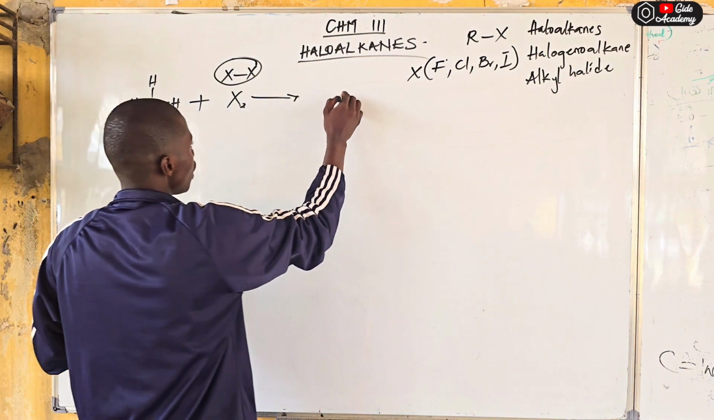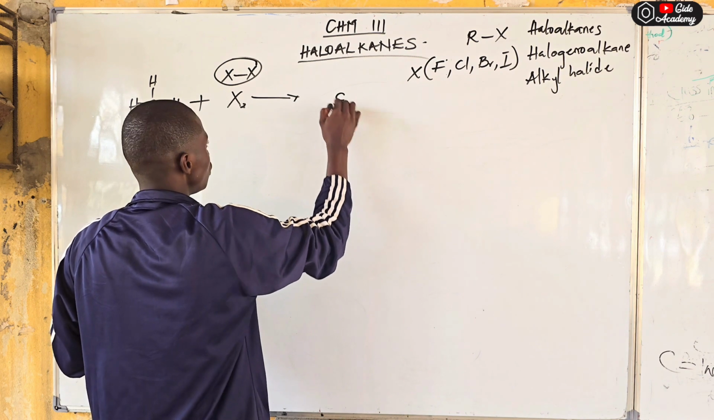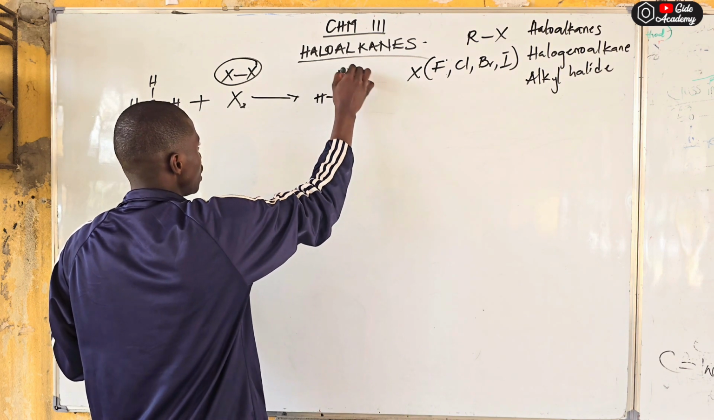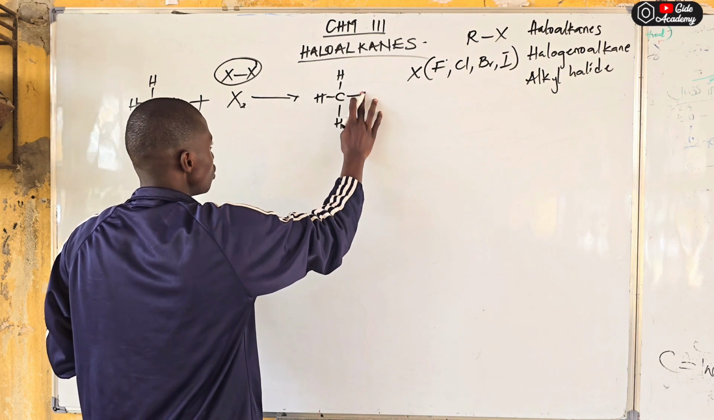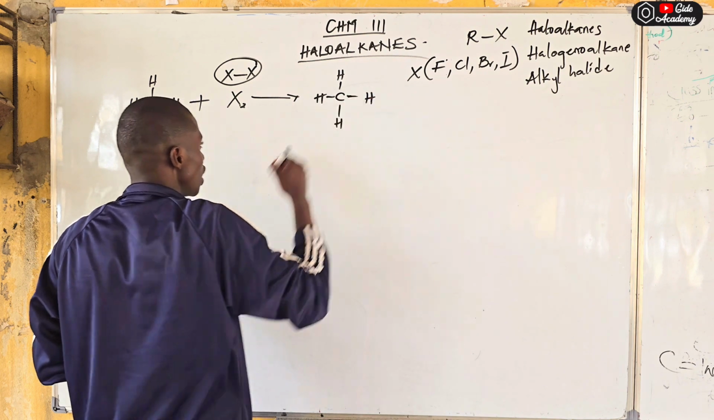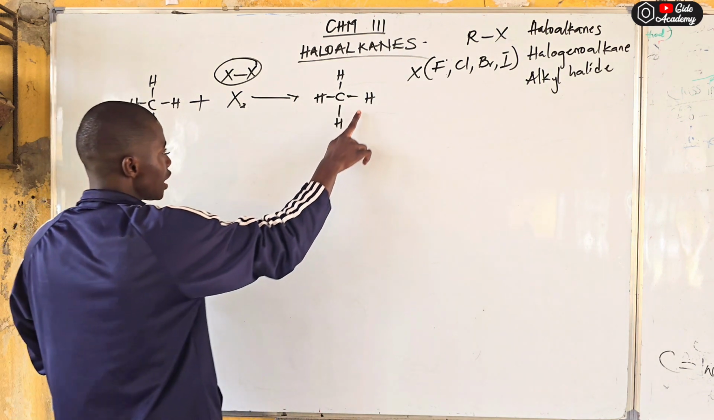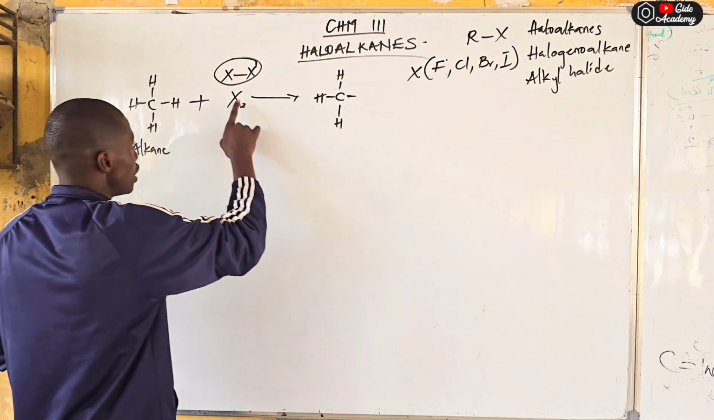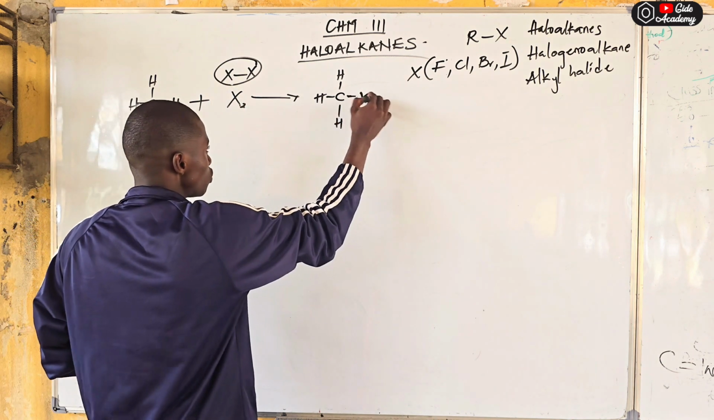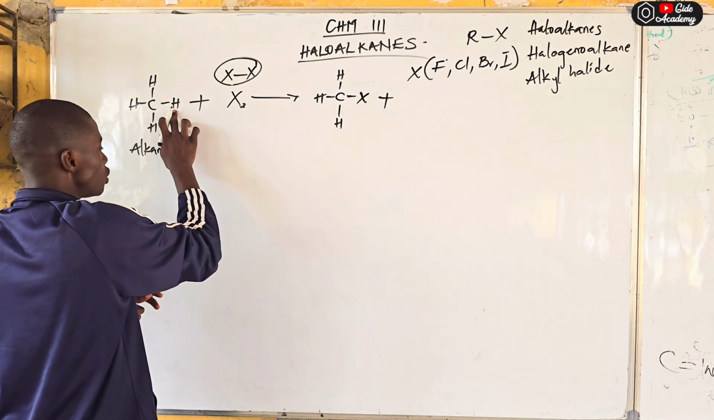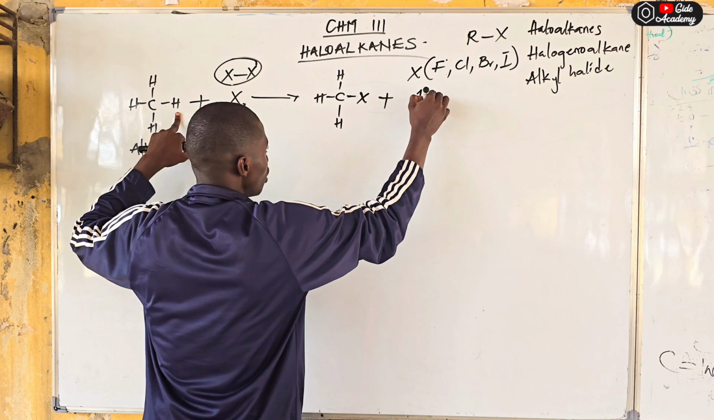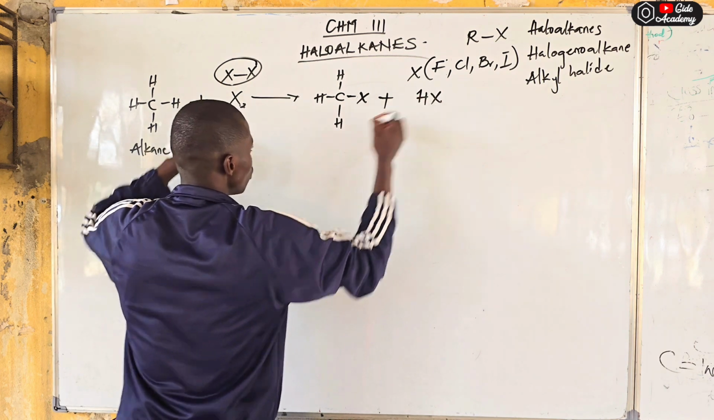So what will happen is that you are going to have carbon and hydrogen, with the hydrogens directly bonded. There's another hydrogen here. What will happen is that this hydrogen will be removed from this reaction, and one of the X will be directly bonded to the carbon. Plus one hydrogen: the hydrogen that is removed will be here, and the one X that is remaining will be here.